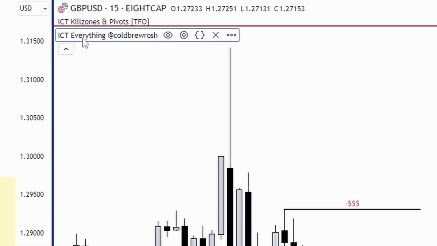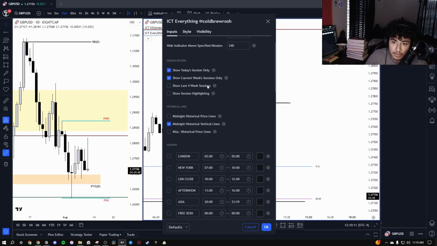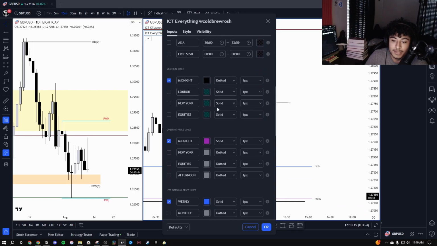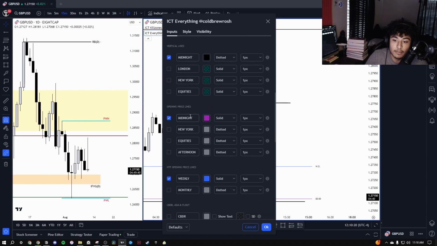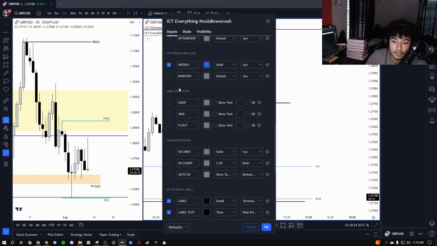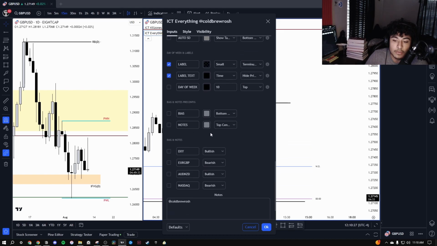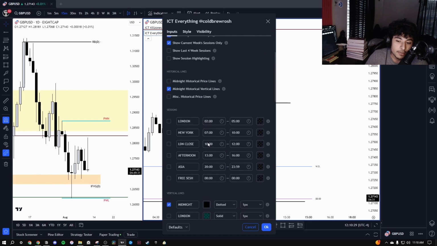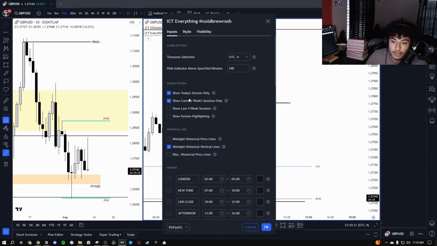I have the ICT everything, and this is pretty much what I have for the indicator. I'm just going through it for y'all. Vertical lines, I have it dotted for midnight, the midnight opening price line solid, and then the weekly opening, of course, and then I don't have anything else. I would have the day of the week, but it kind of gets clustered, and I don't usually like having that. And then current week sessions only, today's session only, midnight historical price lines.